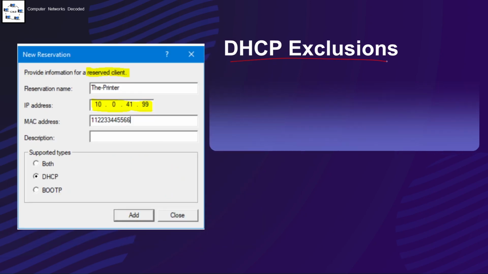Another concept is the DHCP exclusions. So DHCP exclusion is the IP addresses excluded from the automatic assignment. What does this mean? This means that you exclude certain IP addresses from the DHCP server, and the DHCP server won't assign these IP addresses to any server or any device. And then you can use these IP addresses to manually give them to your devices.